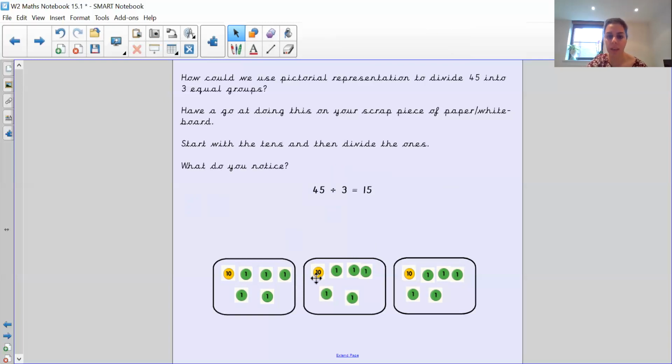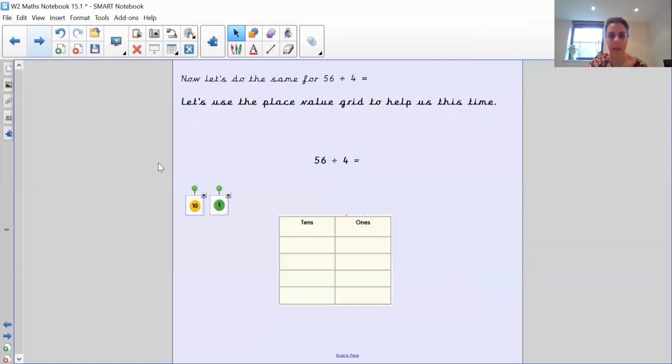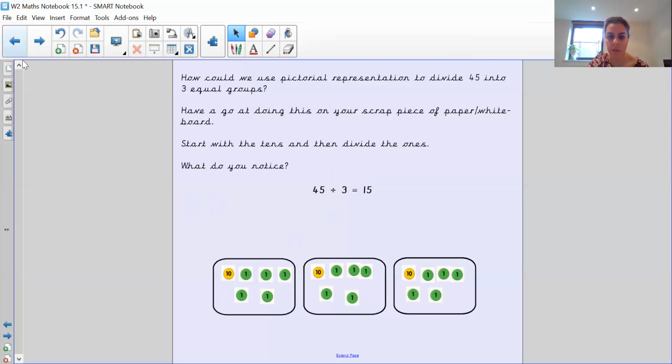Now that was tricky because we had to split our last 10 into ones. So we're going to do some more practice of those. So now we've got 56 divided by 4. We've got a place value grid to help us this time instead of doing it in the boxes like we did here. So we're going to use a grid.